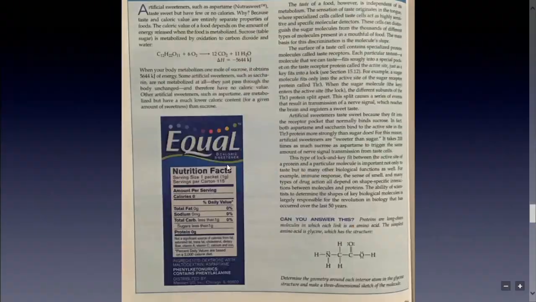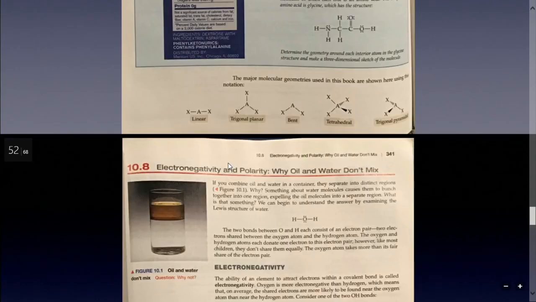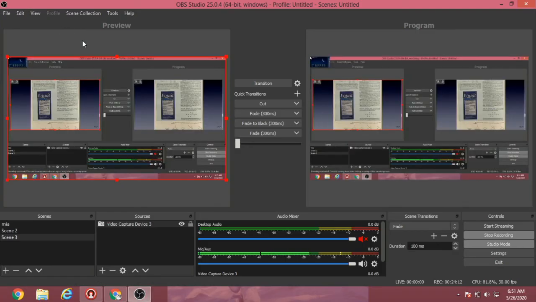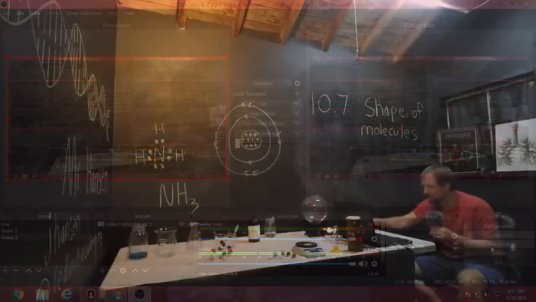Okay, that's it. Wow, that was actually kind of quick. The next lesson's on electronegativity, which is very important as well. Extremely important, actually.